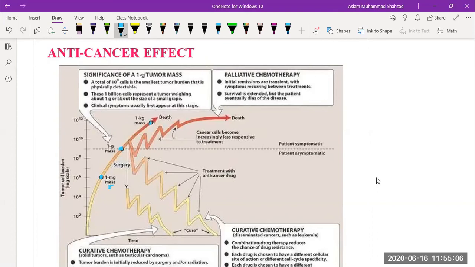So this diagram explains that if the quantity of uncontrolled cells increases, the patient will die. It means that if the uncontrolled cells are more than 1 kilogram of mass, then the patient is going to die early. On the right side you can see the time, and on the left we're talking about tumor cell burden.